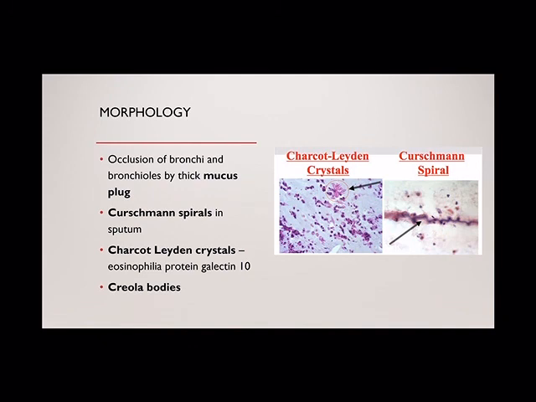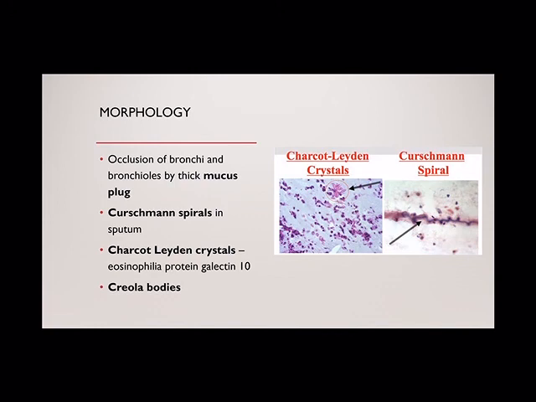Next is on your morphology. As we have seen, one is bronchoconstriction and another is increased mucus production. So you will have a thick mucus plug formation. Now when you take this mucus and examine it, you can see the 3 C's of asthma: Curschmann spirals, Charcot-Leyden crystals and Creola bodies.